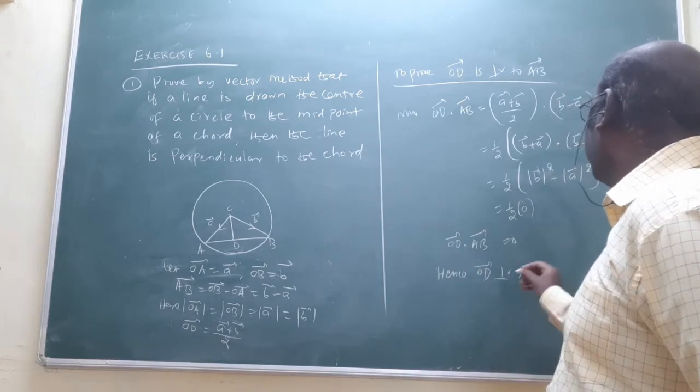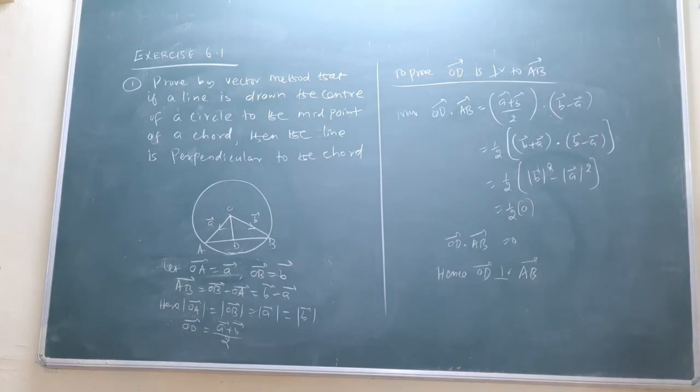This is the answer. That only you want to prove. With this small concept you will prove OD is perpendicular to AB. Then read the question, then draw the rough diagram, then prove the OD is perpendicular to AB. That's all.